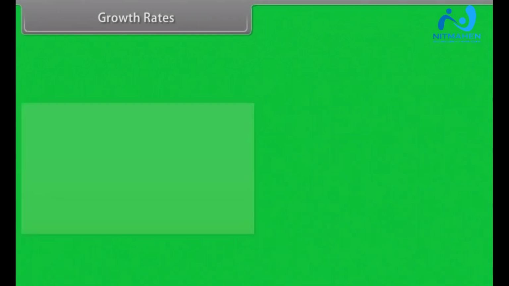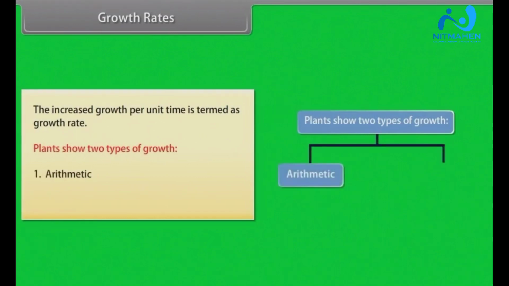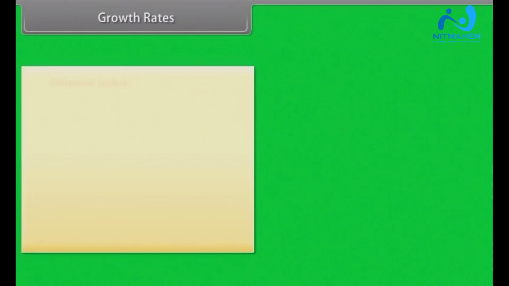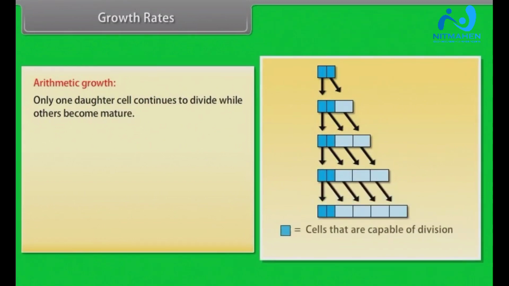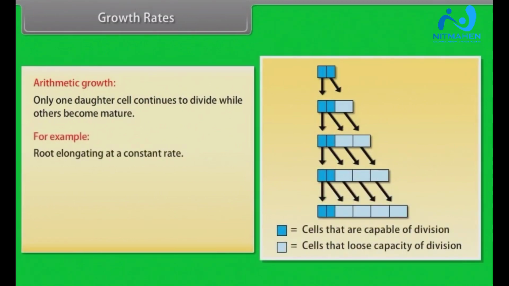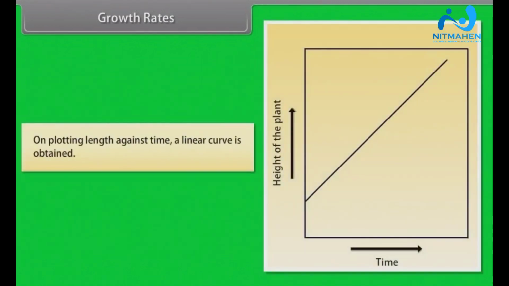Growth rates. The increased growth per unit time is termed as growth rate. Plants show 2 types of growth: arithmetic and geometric. Arithmetic growth. Only one daughter cell continues to divide while others become mature. For example, root elongating at a constant rate. Mathematically, Lt = L0 + rt, where Lt is length at time t, L0 is initial length, r is growth rate. On plotting length against time, a linear curve is obtained.